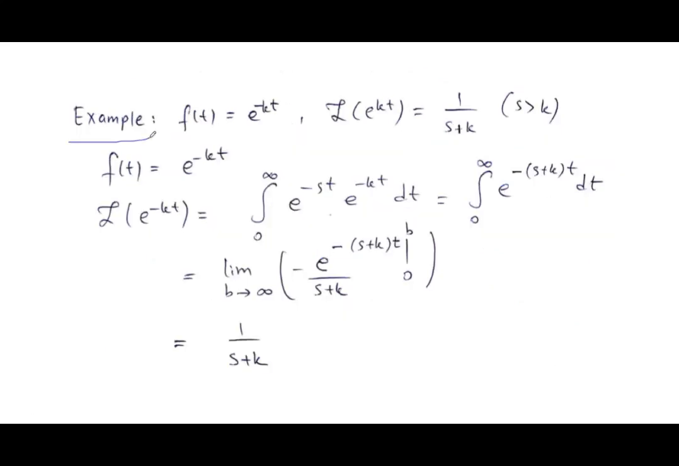Let's look at this example. Now we want to calculate the Laplace transform for f of t equals e to the power minus kt. We will need to apply the definition as usual. So this is the Laplace transform definition. This is our f function. And we multiply that with e to the power minus st and integrate with respect to t.